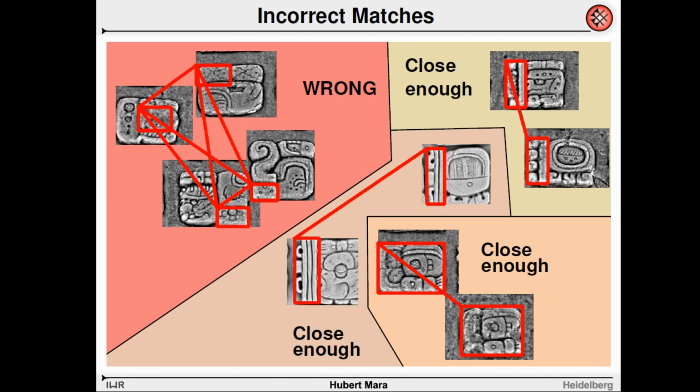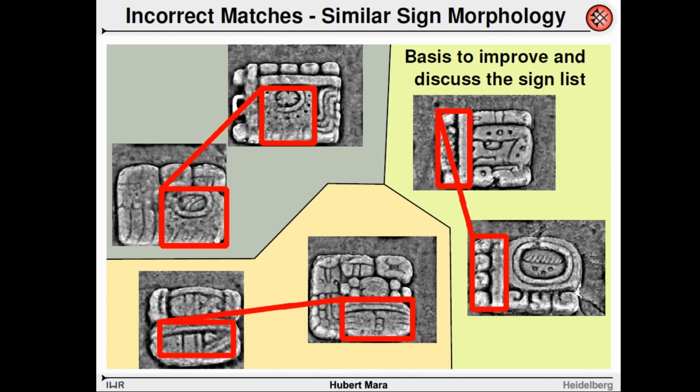Then we had these types of wrong connections, which were tagged as close enough, because they kind of represent what was known in the 80s or 90s, where glyphs have been wrongly put into the same clusters, also by humans. So this is something where we can say, okay, the human experts in the past have made mistakes here, so why shouldn't the computer system be allowed to as well?